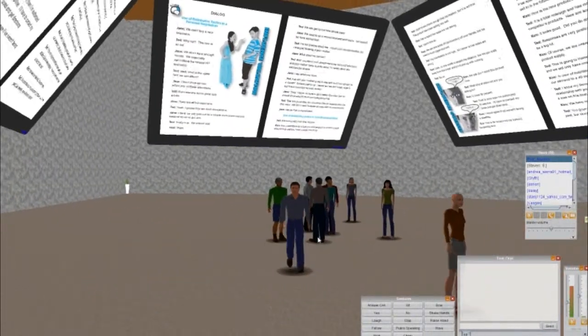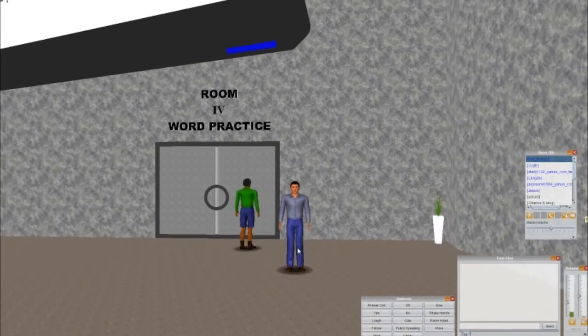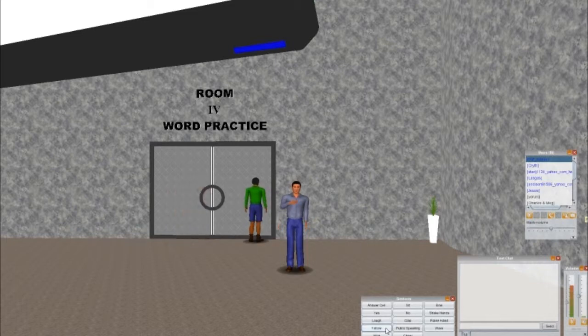All right, everybody, let's go to the next room, practice. Come on. Everybody going to the practice room. All right, everybody, come on, follow me to the practice room.